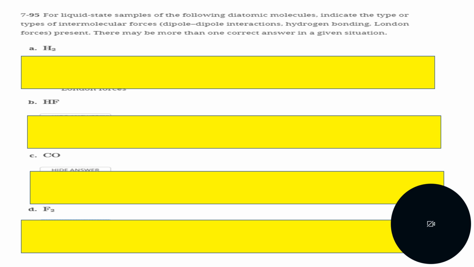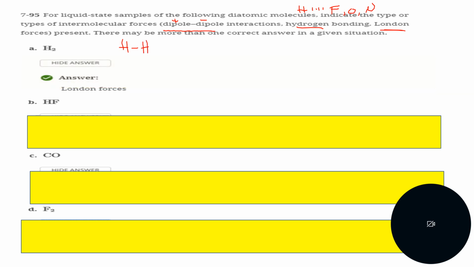For this particular example, we're looking for what type of intermolecular forces will be taking place. For dipole-dipole, we're looking for a positive and negative end of one molecule. For hydrogen bonding, we're looking for H being bonded to an F, O, or N, and London forces are always present. So with hydrogen, when it's bonded, there is no positive or negative end. There is no F, O, or N. This is just London forces.